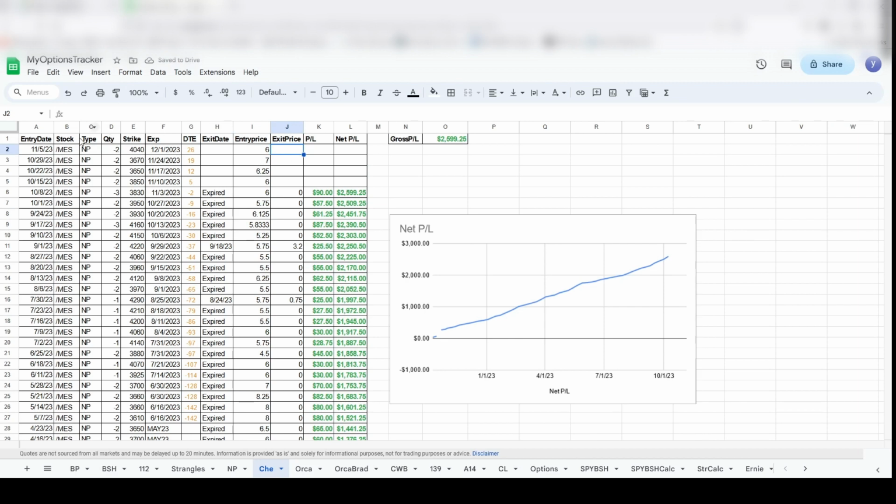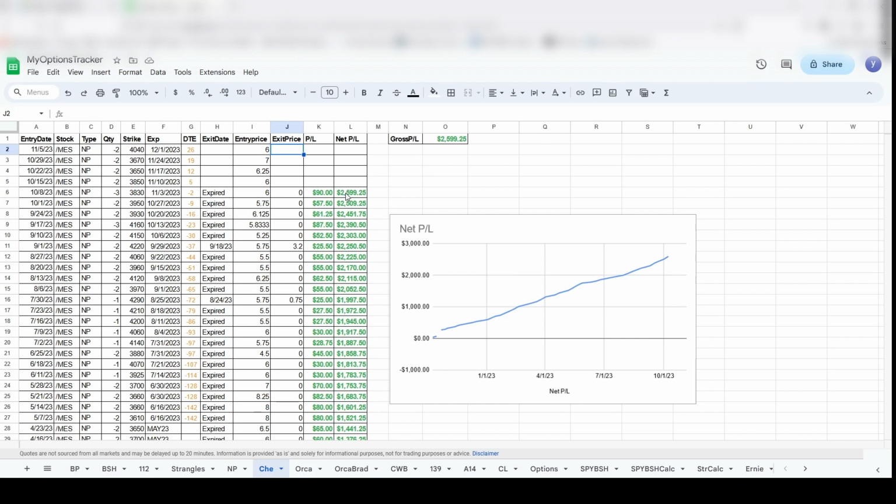Now we just have to wait for that one to play out. So now we have one, two, three, four positions on. So usually at one time we'll have four positions on. And then this one will expire this Friday, and then we'll have three positions on. Then we'll enter another position next Sunday. So we'll try to maintain four positions on at all times.